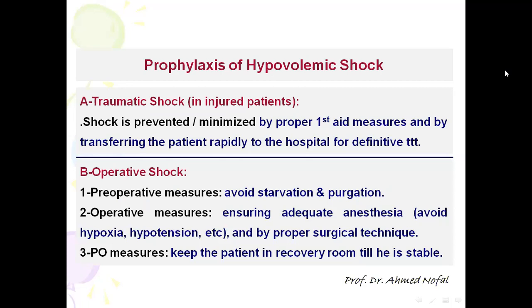Regarding prophylaxis of hypovolemic shock: in traumatic shock in an injured patient, shock is prevented or minimized by proper first aid measures and by transferring the patient rapidly to the hospital for definitive treatment. Operative shock is avoided by good preoperative measures like avoiding starvation and purgation, good operative technique, ensuring adequate anesthesia, and very good post-operative management, including keeping the patient in the recovery room till he is fully conscious, and after that giving a sufficient amount of IV fluids and so on.